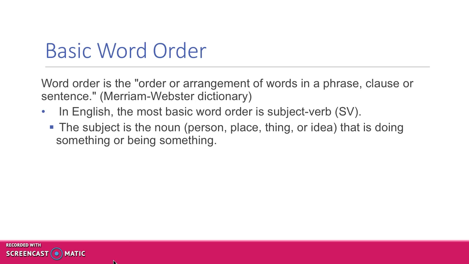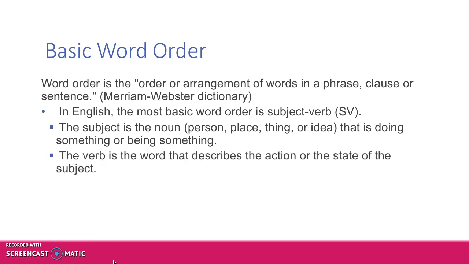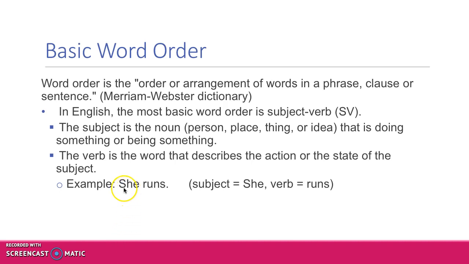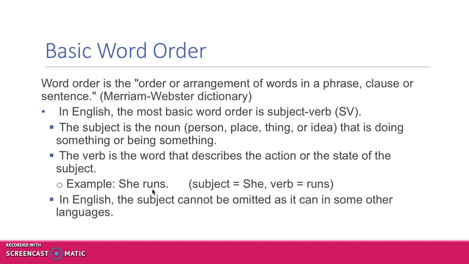The subject is the noun, that is the person, place, thing, or idea that is doing something or being something. The verb is the word that describes the action or the state of the subject. For example, she runs. That is a simple sentence. The subject is she and the verb is runs.